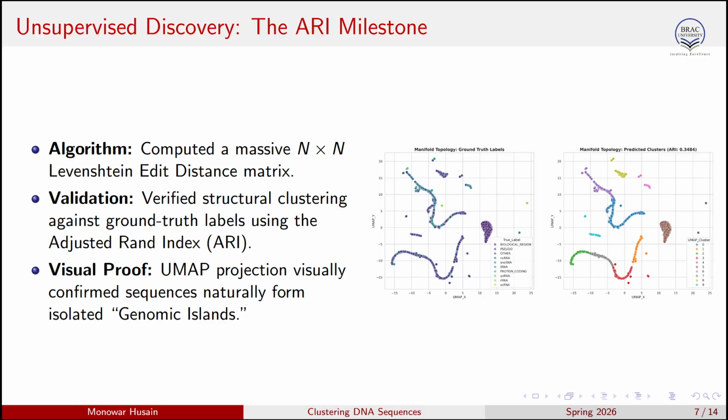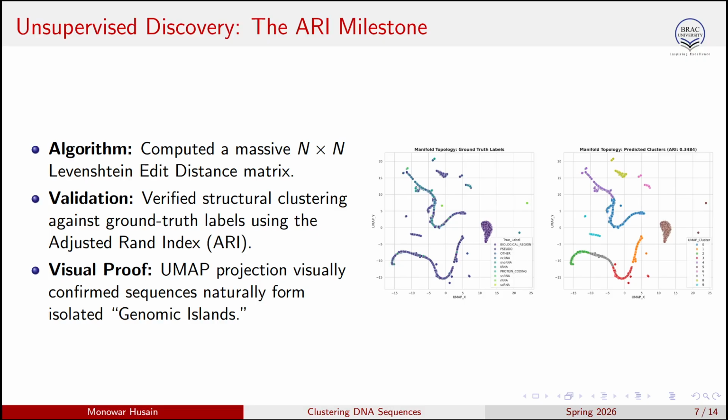This was a huge milestone for the project. The algorithm computed a massive n-by-n Levenshtein edit distance matrix, and then verified the structural clustering against the ground truth biological label using the adjusted Rand index, also known as ARI. If you look at the UMAP projection on the right side of the screen, this is the visual proof. The sequences naturally group themselves into isolated genomic islands based purely on syntax.